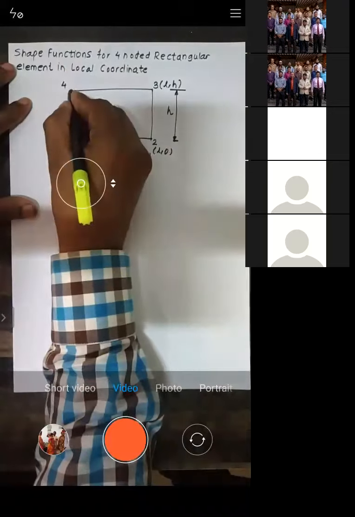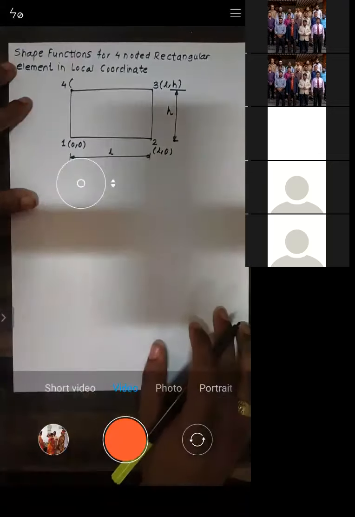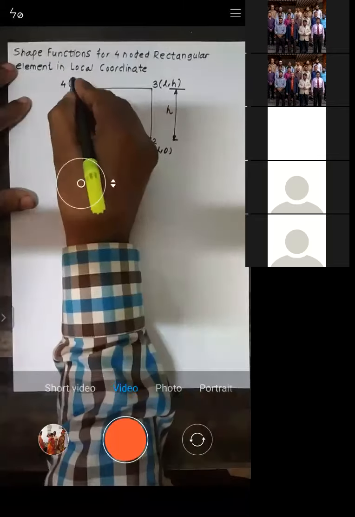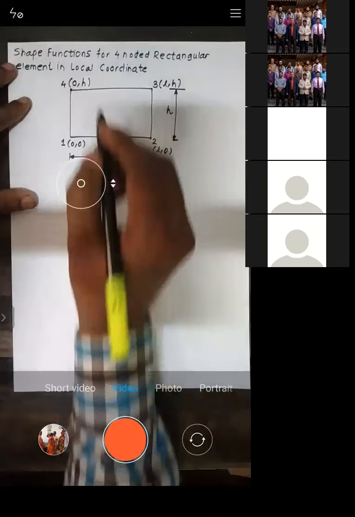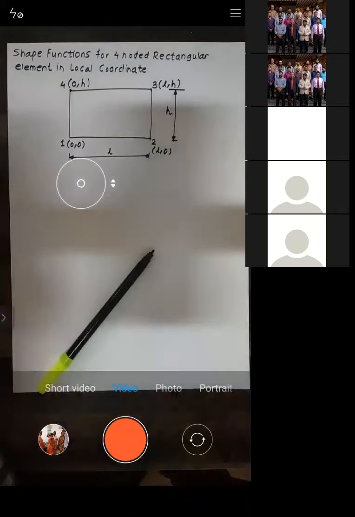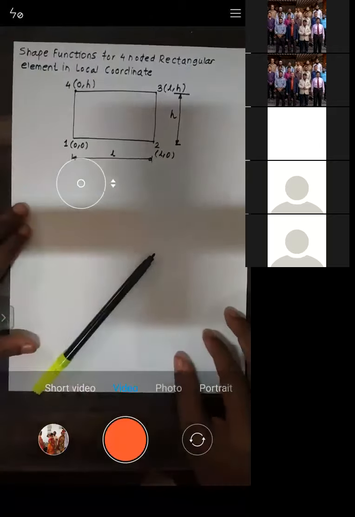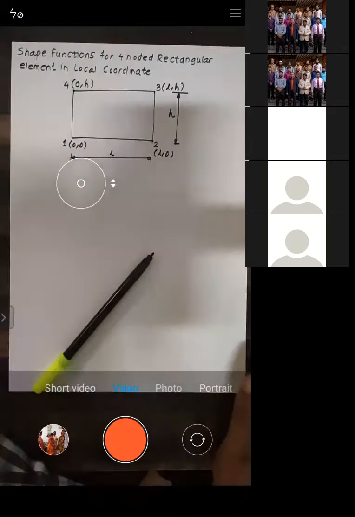Similarly, what is the coordinate of node 4? It's 0 comma H. Because you are not moving in the X direction; with the same X as node 1, you are moving only in the vertical direction by distance H. So it is 0 comma H. Is it okay? Yes, sir.